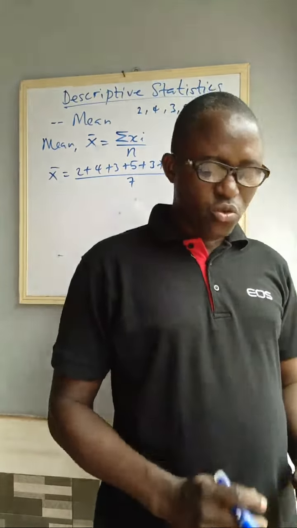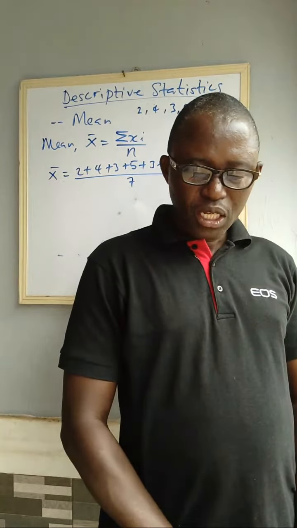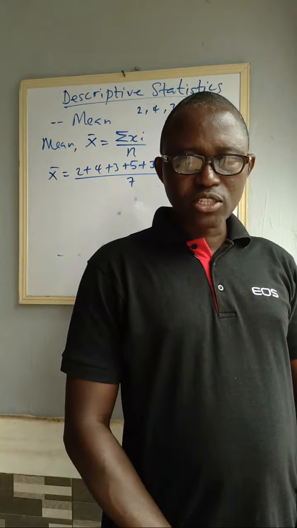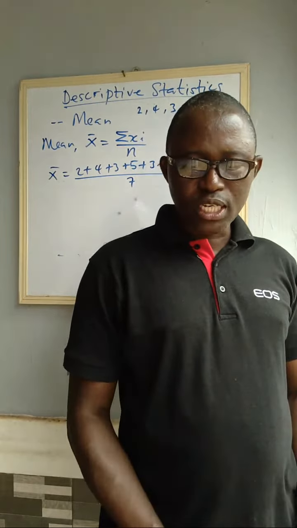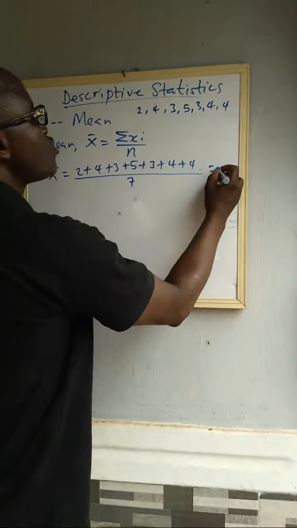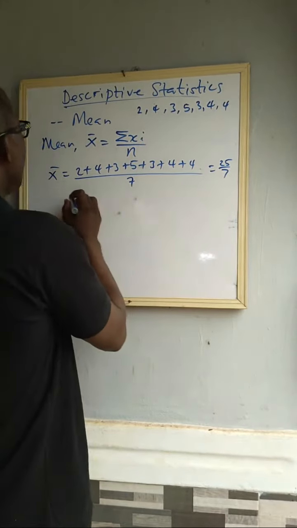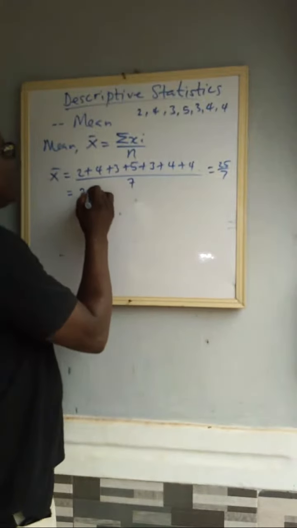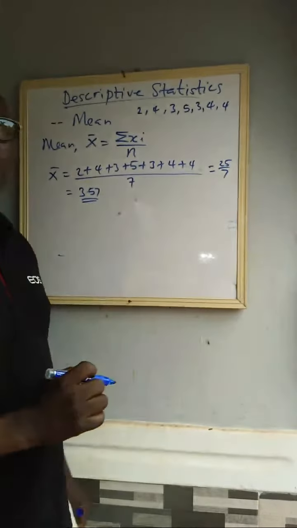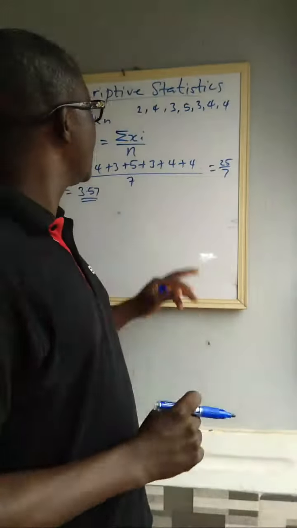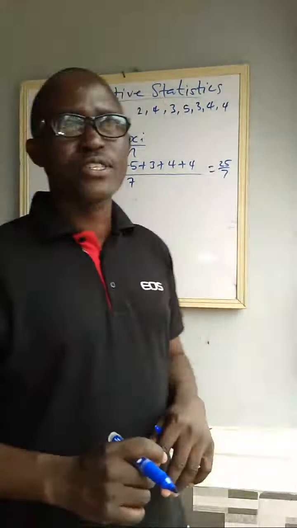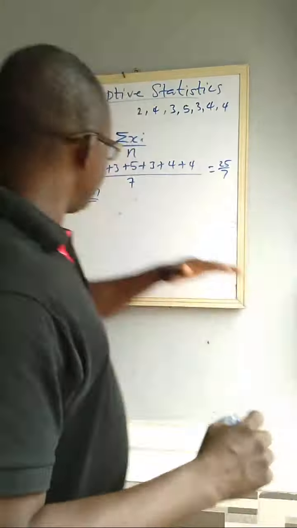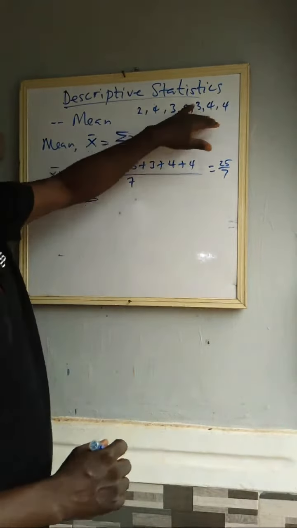If you do this now, you realize that the summation is simple and the answer is also simple. If you sum these numbers up, you will get the total to be 25. And this is 25 divided by 7. If you do that calculation right, what will you get? 3.57. So I want you to confirm on your own that this calculation is correct, that this is 3.57. That is what you get. Now this is the arithmetic mean of this set of data.